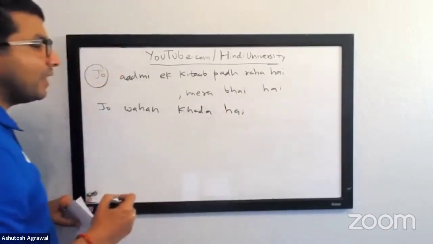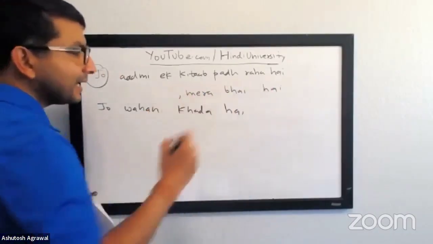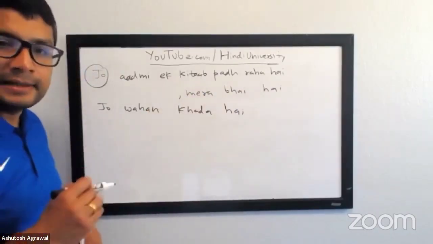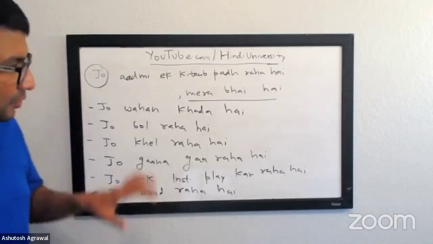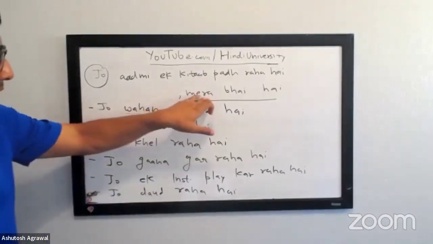Okay? आदमी जो वहां खड़ा है मेरा भाई है. Okay, the man who is standing there is my brother. Okay, so I'm keeping this sentence same, but you can change it too.